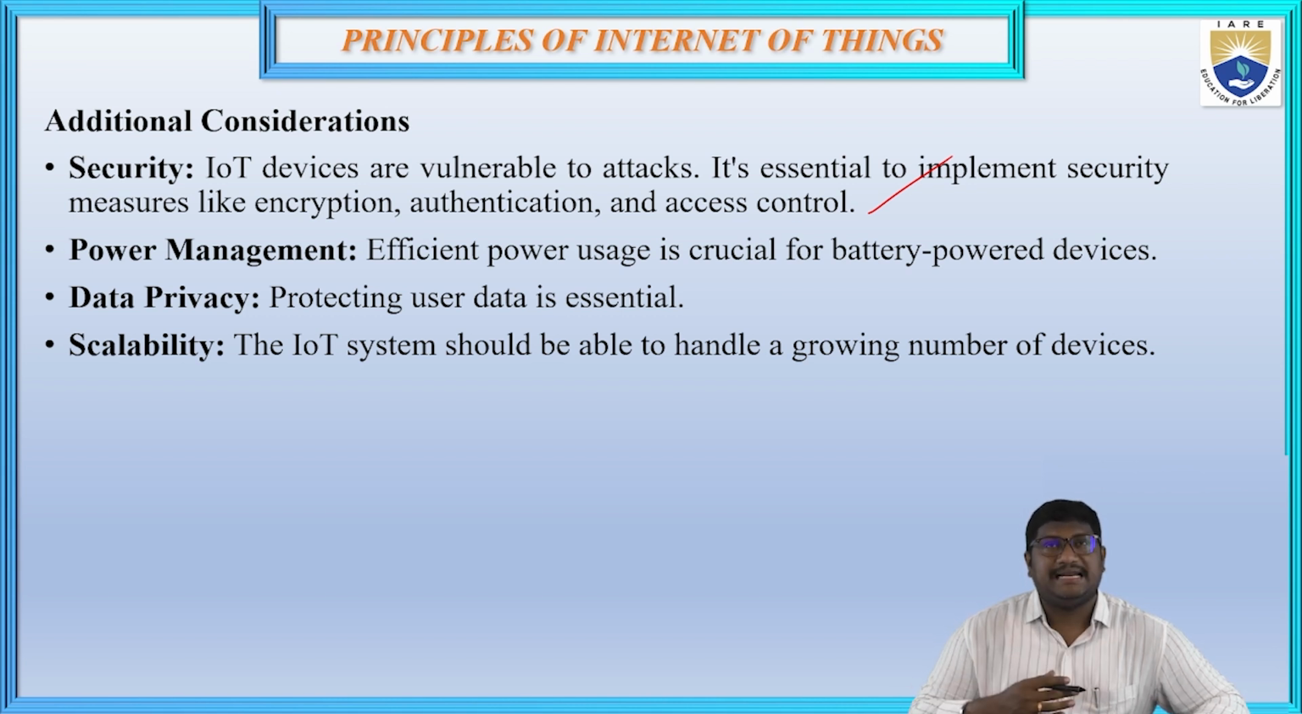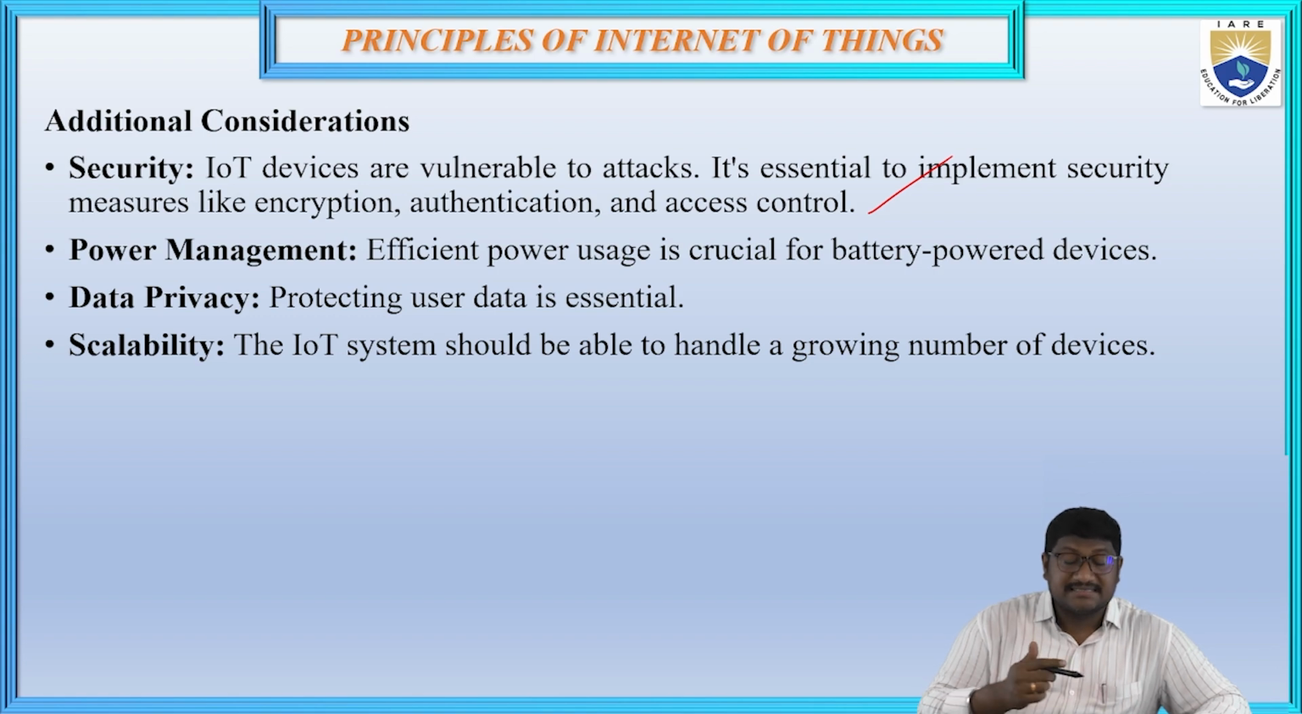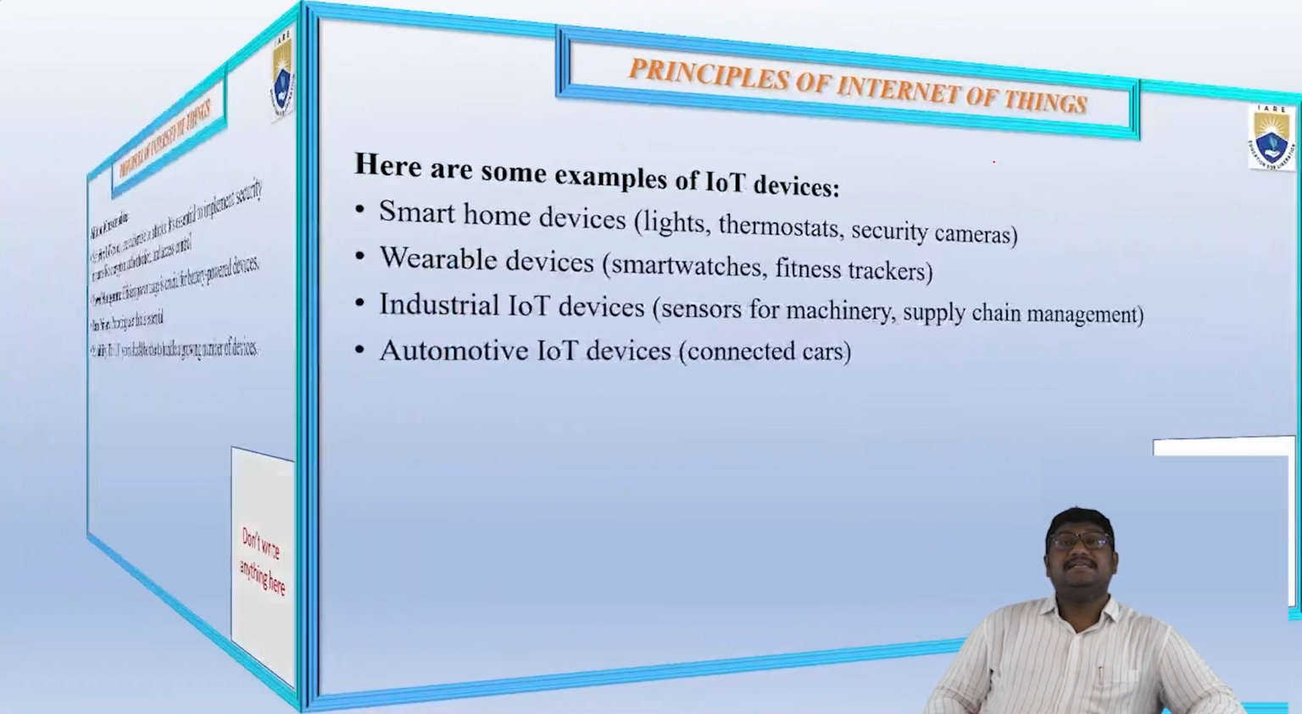And coming to power management, efficient power usage plays a crucial role in improving our battery-powered devices. Right, guys? And coming to data privacy, you need to protect your data, which is very essential, guys. And coming to scalability, the IoT system should be able to handle an n number of growing devices in the network, so scalability plays a major role. These are the four factors which we need to consider additionally.